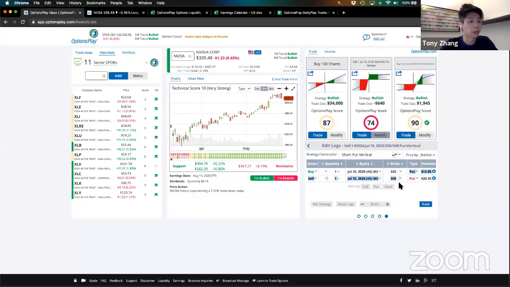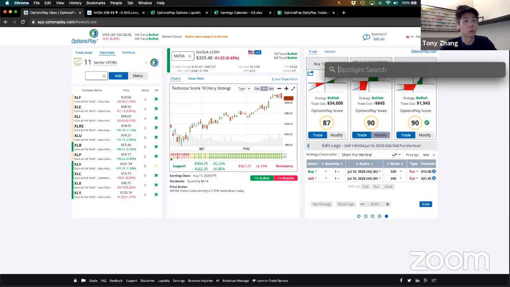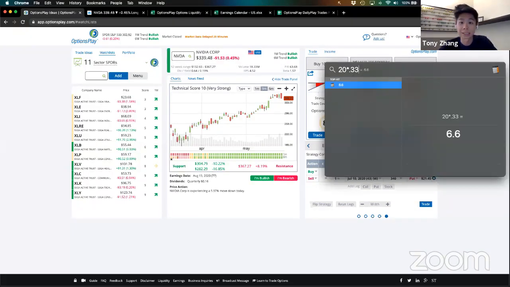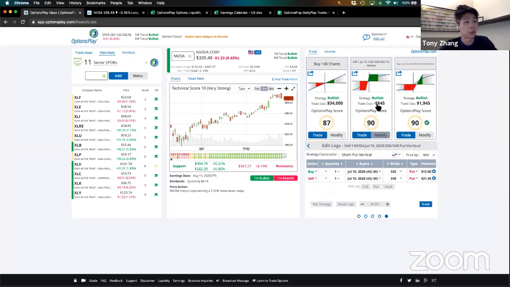So if you sold something like a 340, 320 call spread, this is a $20 wide call spread. I'm sorry, put spread. Normally on a credit spread, we're trying to collect 1/3 of the width, right? So 1/3 of $20 is $6.60. But here, as you can see, I'm collecting $8.45. So I'm collecting almost $2 more than what I normally would achieve in a credit spread like this. And this is the type of market environment that we're in.